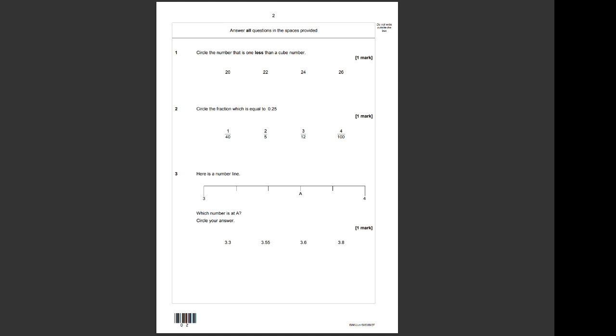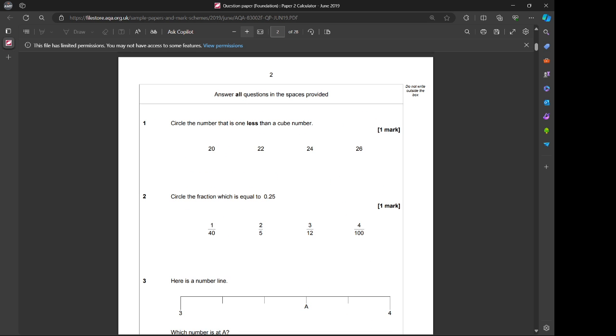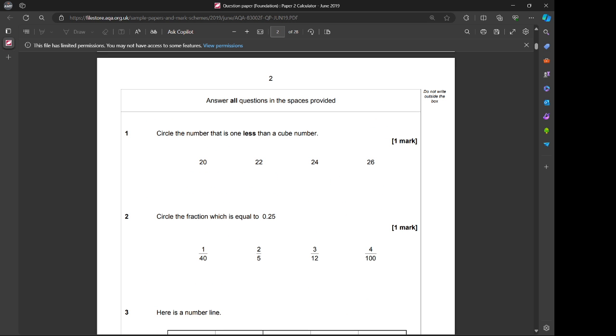Right, guys, let's talk about it. This is question number 1. It says circle the number that is 1 less than a cube number. A cube number is made by multiplying a number by itself twice. So what do I mean by this? 1 cubed means 1 times 1 times 1, which is 1. 2 cubed is 2 times 2 times 2, which is 8. 3 cubed is 3 times 3 times 3, which is 27. 1 less than 27 will be 26. So my answer for the first one is 26, guys. That's question 1 done.